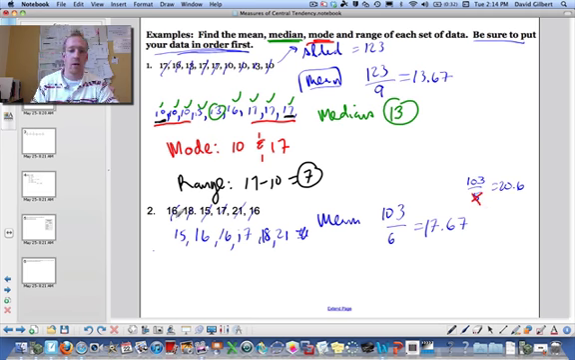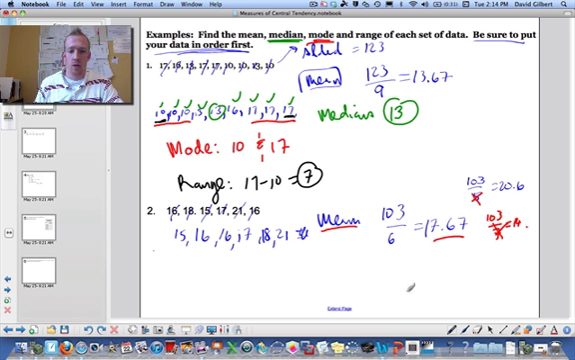The same thing if you counted and accidentally counted that there were 7 numbers. 103 divided by 7 is going to give you a number that's way too small. That gives you 14 point something, and 14 is smaller than all your other numbers, so there's no way that can be it either. So 17.67, does that make sense? Yeah, it's about the average of those. So there's our mean.